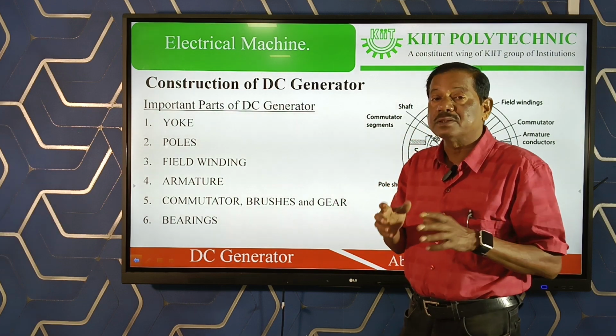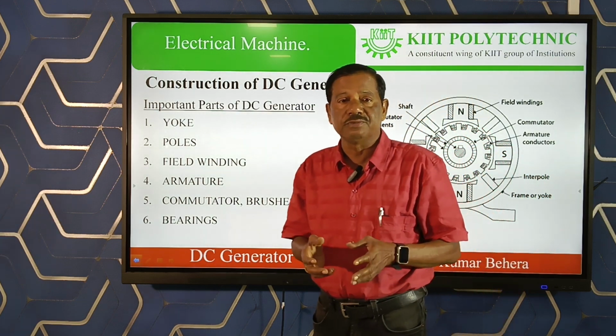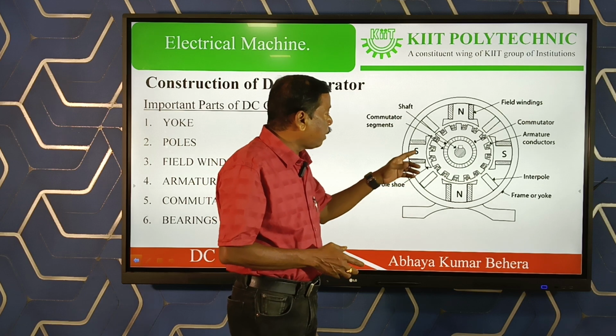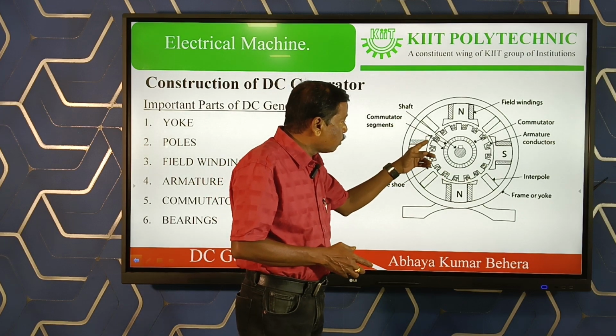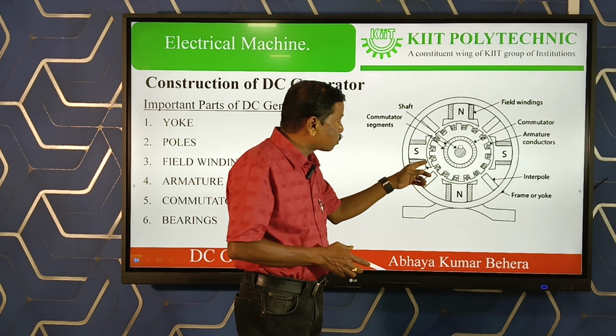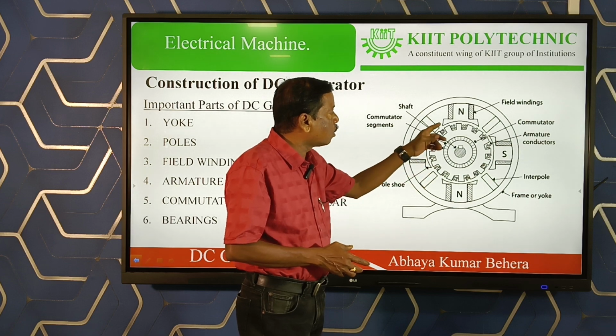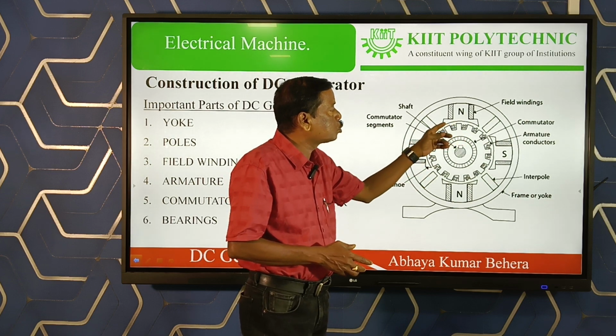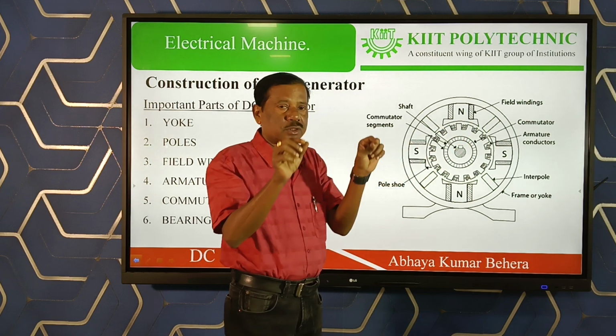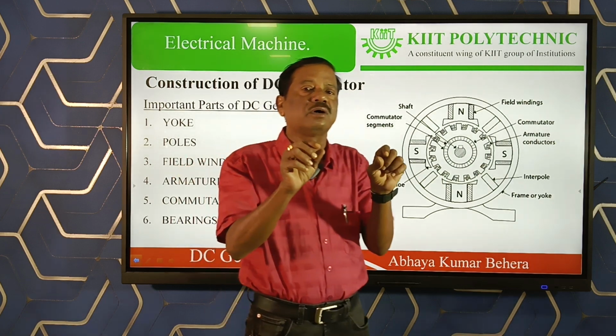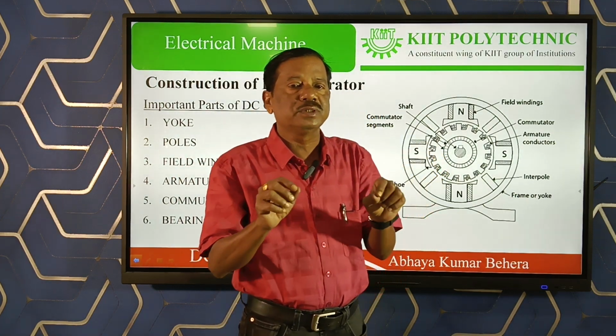So we want to make the magnetic field uniform. The bottom part of the magnetic pole is called the pole shoes. This is bow in nature. Bow in nature means it gives a uniform magnetic field within the air gap.